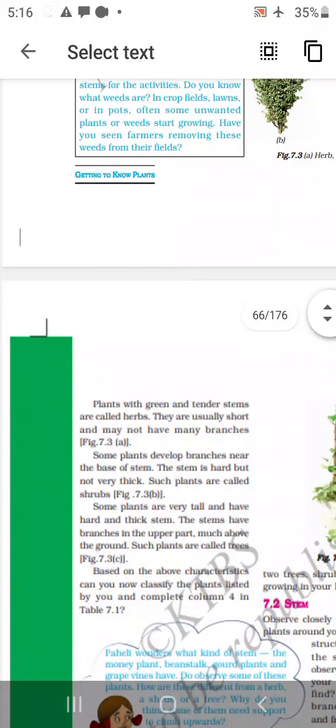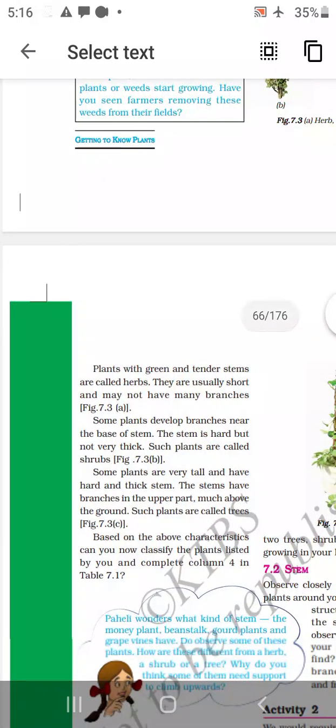We will find out. Plants with green tender stems are called herbs. Tender means very weak, very small and young. They are usually short and will not have many branches. Some plants develop branches near the base of the stem. The stem is hard but not very thick. Such plants are called shrubs.